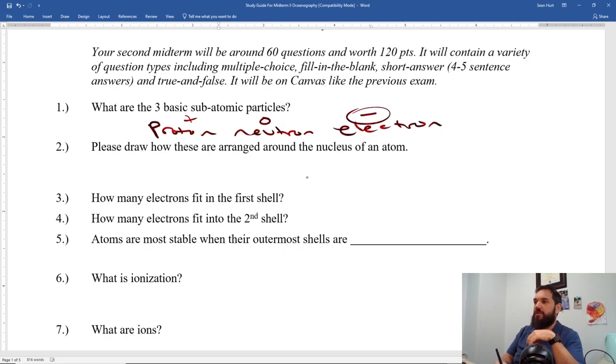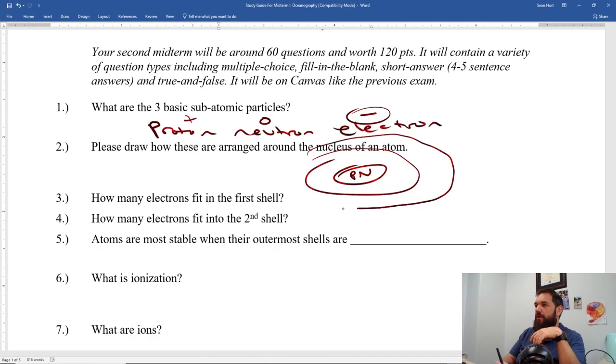Now you should be able to kind of draw out a model. You're not going to have to do this on the exam, but you should know how they're arranged within an atom. The protons and the neutrons are in the nucleus, and the electrons occupy discrete shells around the nucleus. I shouldn't say orbit like planets, but they occupy discrete shells that are certain average distances away from that nucleus, okay?